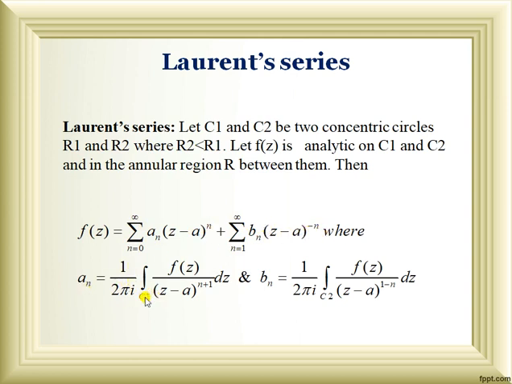Where an is equal to 1 by 2 pi i integral over the first circle of f of z by z minus a whole power n plus 1 into dz, and bn is equal to 1 by 2 pi i integral over the second circle of f of z by z minus a whole power 1 minus n into dz. Let us have the first problem.